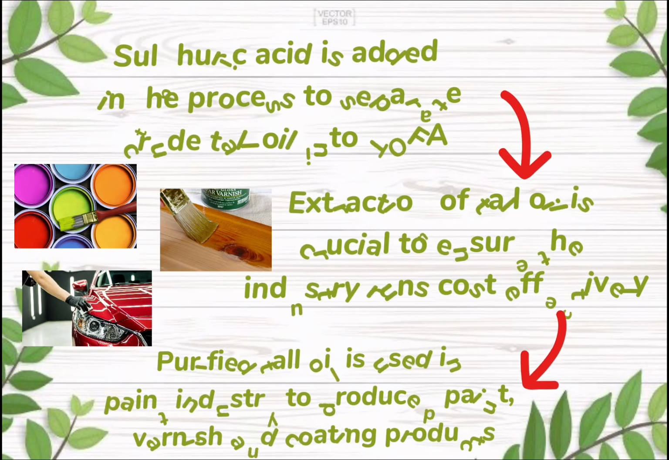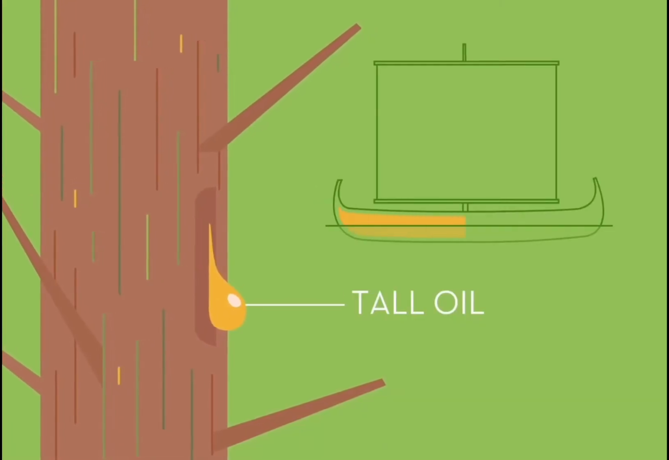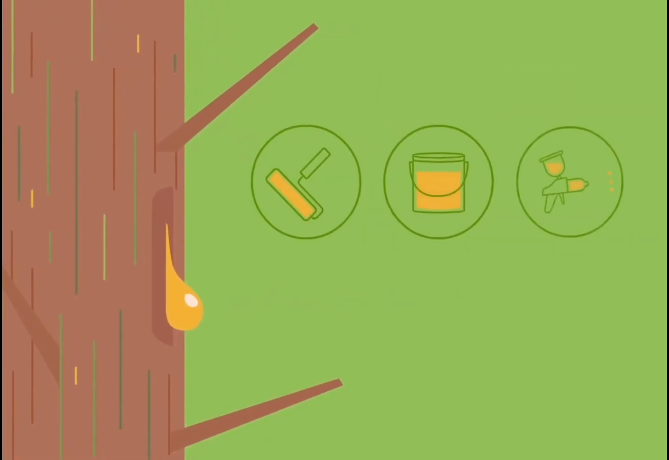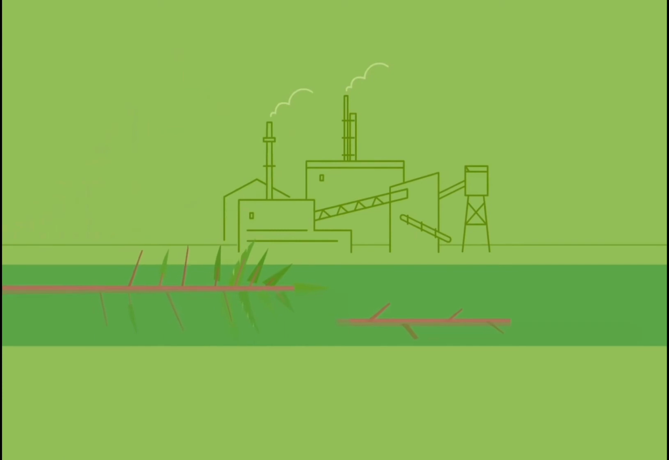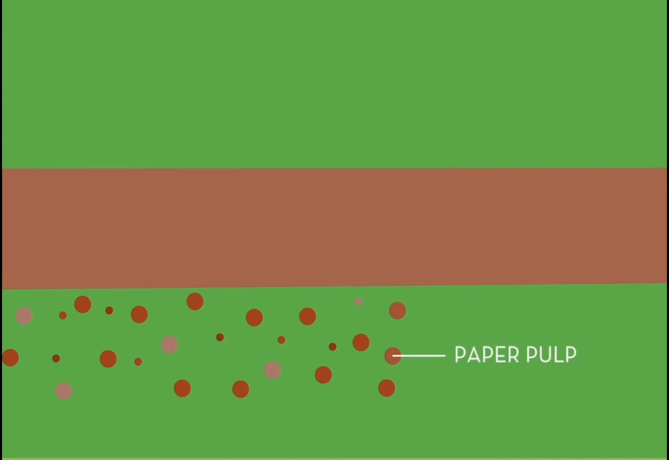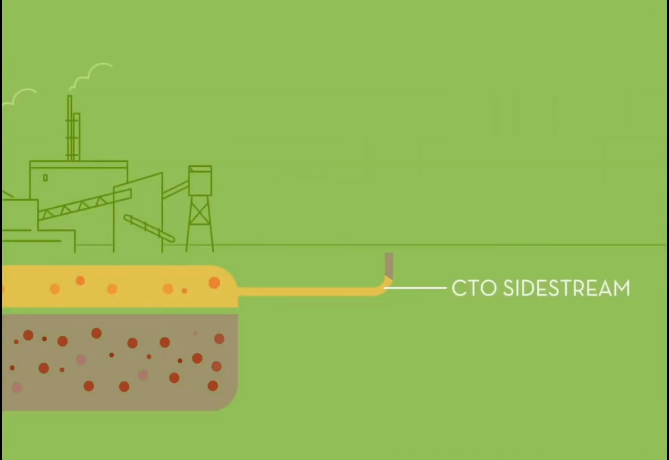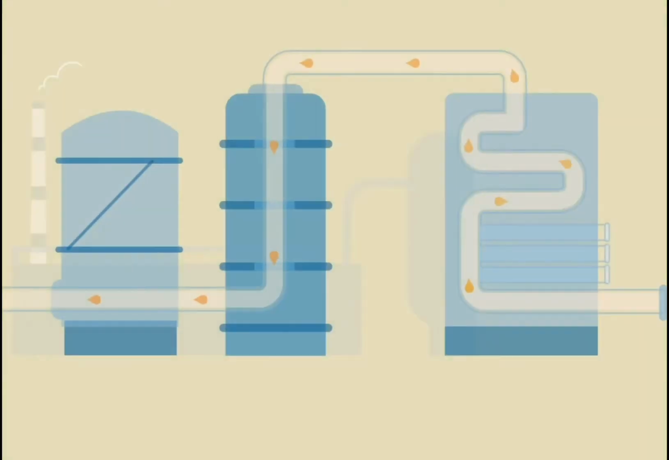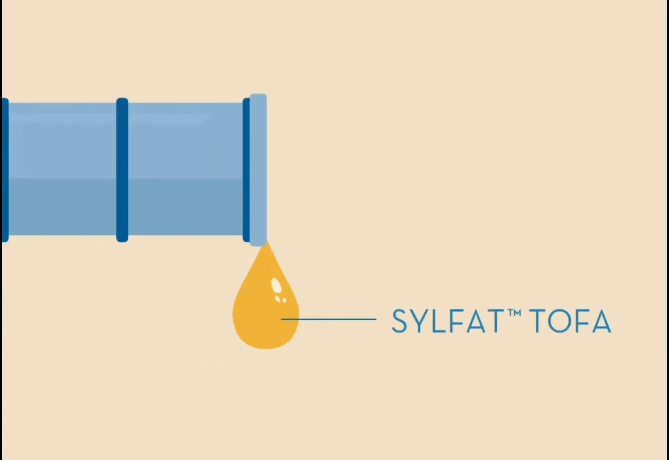So, we are going to watch a short video of the tall oil process. Tall oil was used to waterproof ships thanks to its inherent properties. Today, TOFA is used in paints, varnishes and coatings to protect wooden and metal surfaces. When converting a pine tree into paper or cardboard, the sap must be removed to allow conversion into paper pulp. That sap is called crude tall oil or CTO. Crude tall oil is a side stream of the paper production process. In the biorefinery, CTO is refined and upgraded into various bio-based specialty chemicals such as sulfate TOFA.